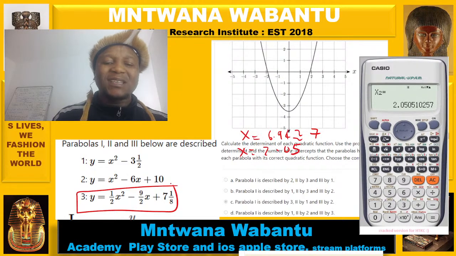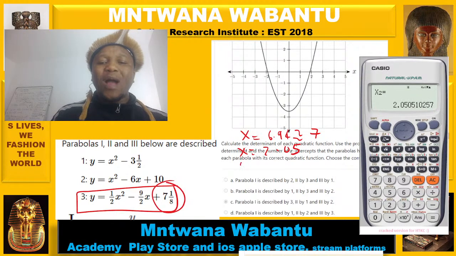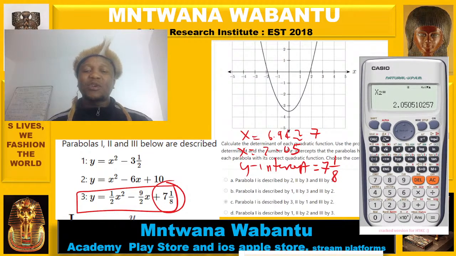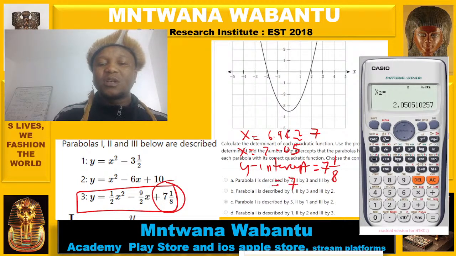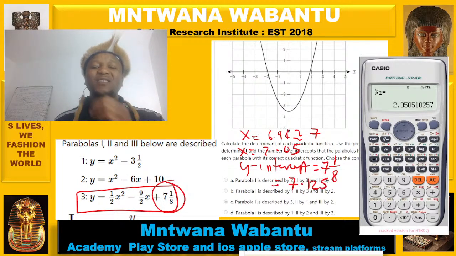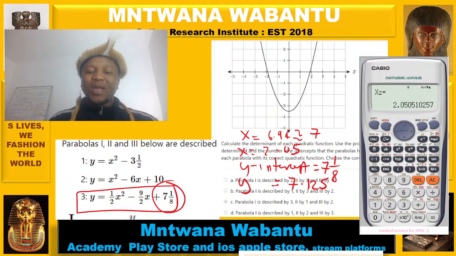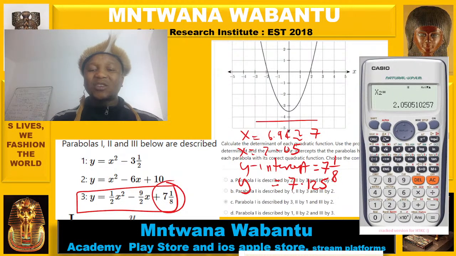But what is the Y-intercept? The Y-intercept is this one here. So the Y-intercept is equal to 7.125. So I can simply say this is equal to 7.125. That's the Y-intercept. So we have two X-intercepts.